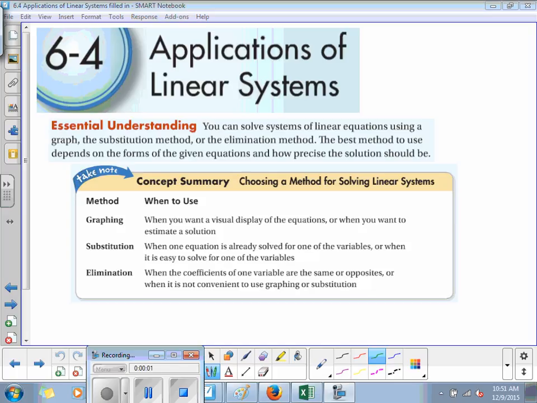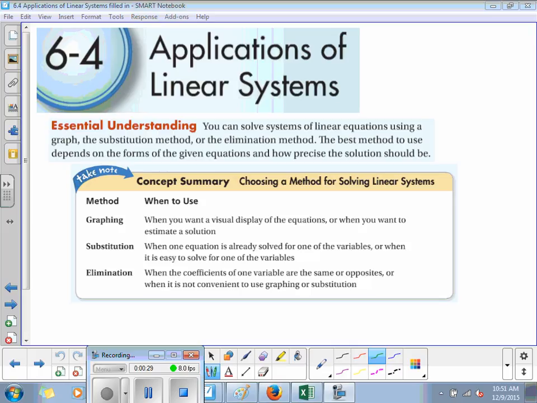Section 6.4 is applications of linear systems. Now, when we're looking at applications of linear systems, that means that we are applying what we've learned from all the other sections, from graphing and substitution and elimination. We're applying that to real-world situations, which means that we're going to be working with word problems.